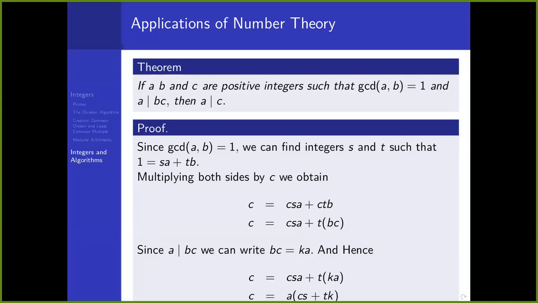So clearly, since the GCD of A and B is equal to 1, A cannot possibly divide B. And what this says is if A divides B times another number C, then A must divide C. We're going to prove this.